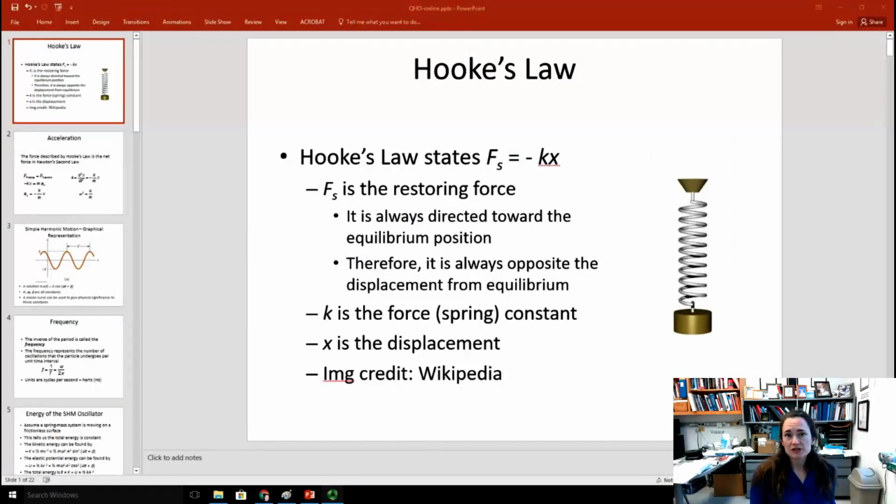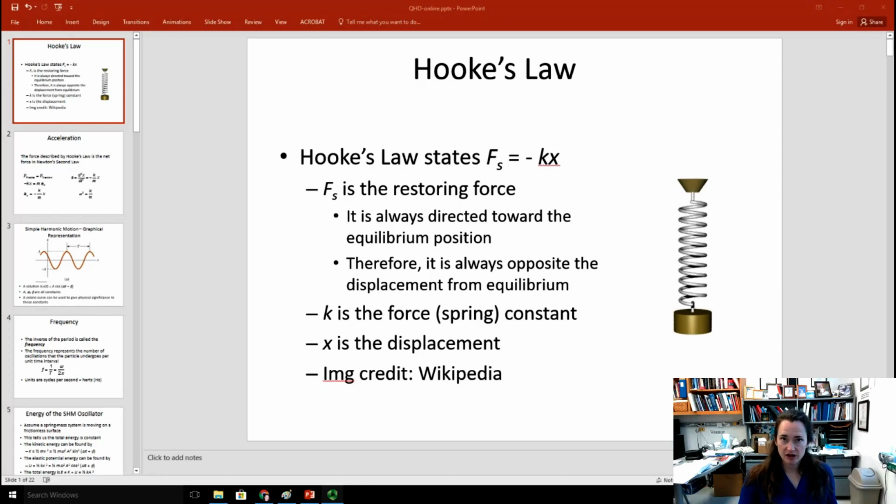Hi, so today I'd like to talk about the quantum harmonic oscillator, but before I do that, maybe I should start with Hooke's law, a little review of the classical simple harmonic oscillator. So remember, Hooke's law states that the force that a spring exerts on a mass is equal to minus kx, where k is a spring constant, which is sort of a judge of how stiff the spring is, and x is the displacement of that spring from equilibrium.